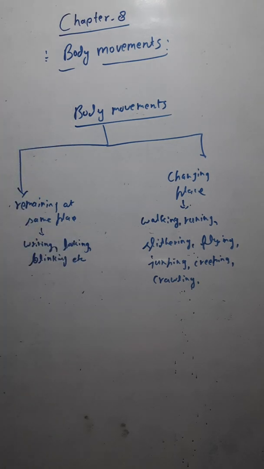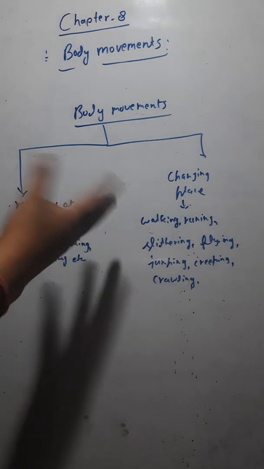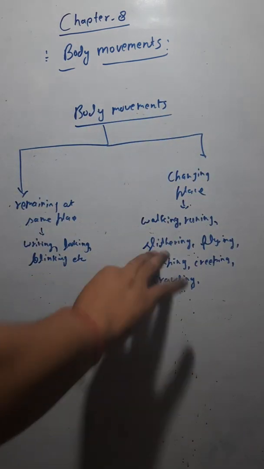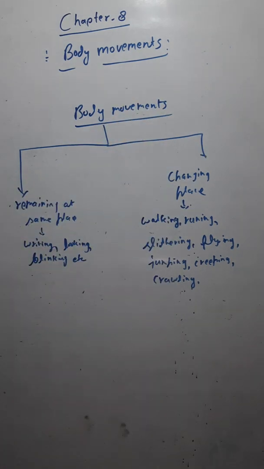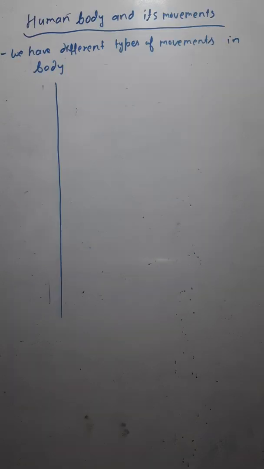So this is how we can check our body movements. It means remaining at the same place we are doing certain things, and if you are changing the place, then you are doing certain other things. Different body parts are moving there. Are you getting it? Just note it down, then we would move ahead. Now we are moving ahead.